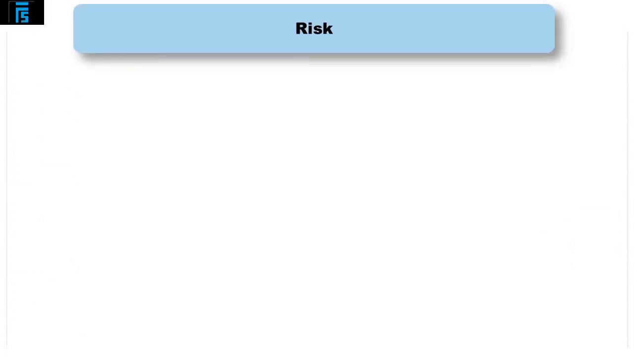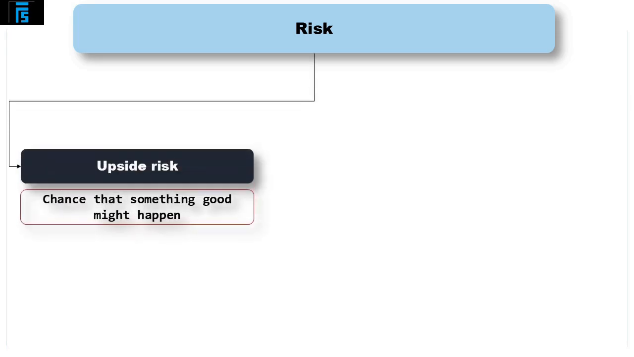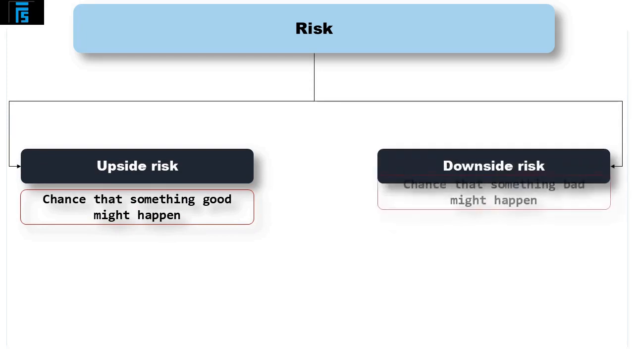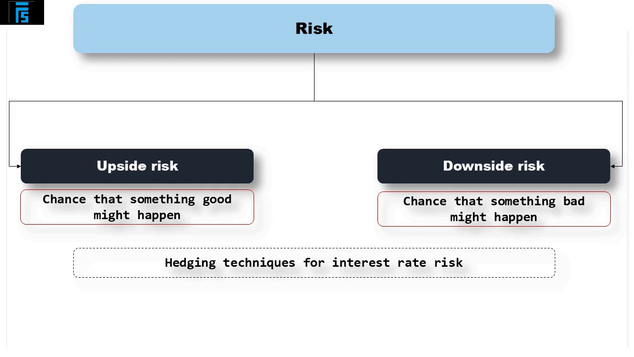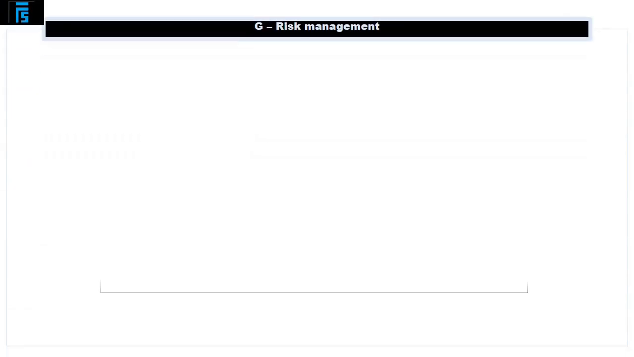Strictly speaking, risk can be upside or downside. Upside risk is the chance that something good might happen, as opposed to downside risk, which is the chance that something bad might happen. That said, the word risk often has a negative connotation associated with it, so it's often taken to mean the negative or downside.